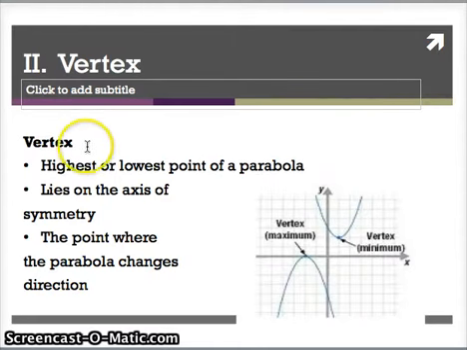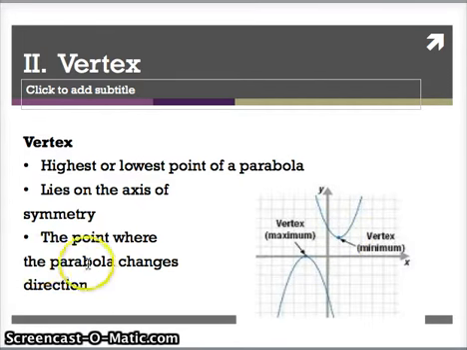The next vocab term is something called the vertex, and that's just going to be the highest or the lowest point on your parabola. And depending on which way your parabola is facing, it will have a high point or a low point. So if we look at this parabola, which is kind of an upside down U, it's going to have a maximum because this parabola doesn't go any higher than this point. When parabolas are faced the other way, just kind of a regular U shape, it's going to have a minimum point because the parabola can't get any lower than that. That's the lowest point on the parabola.